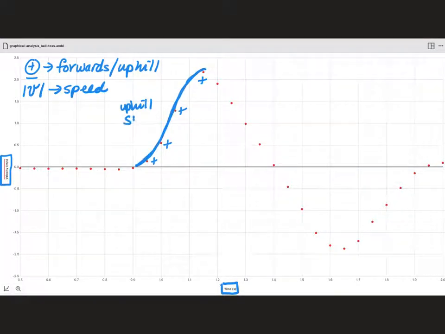I'm just going to say SU for speeding up. So you're going uphill and you're speeding up. Well, when was that happening? When were you actually going uphill and getting faster? The only time that happened was when the cart was being pushed by your hand. So this little segment over here, which I'll call segment A, is where the cart was pushed by you. The cart was being pushed, and it was getting faster.